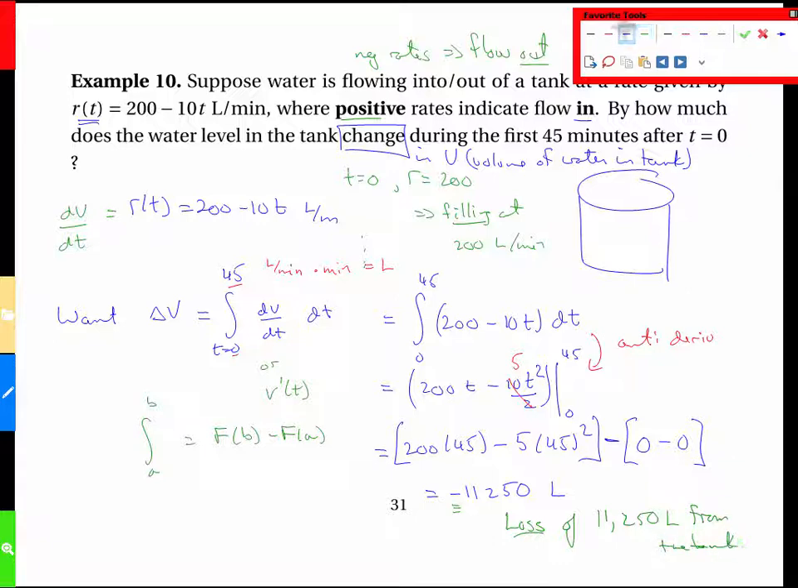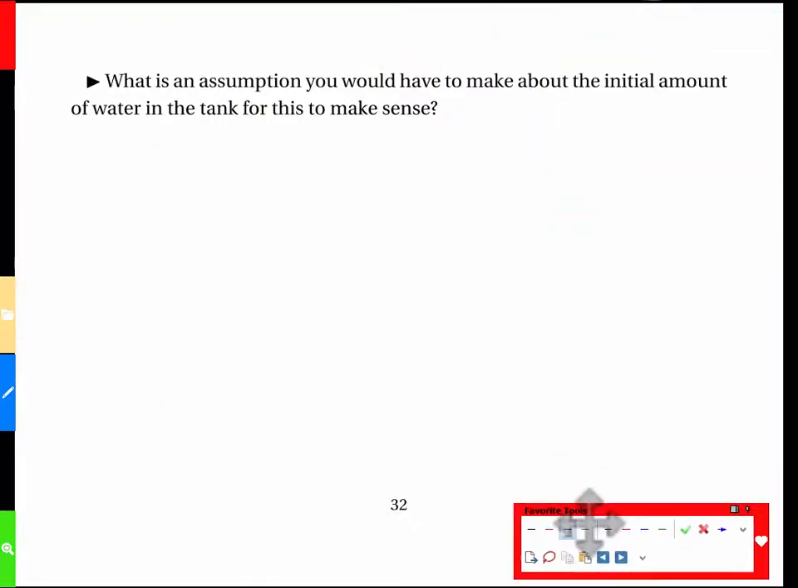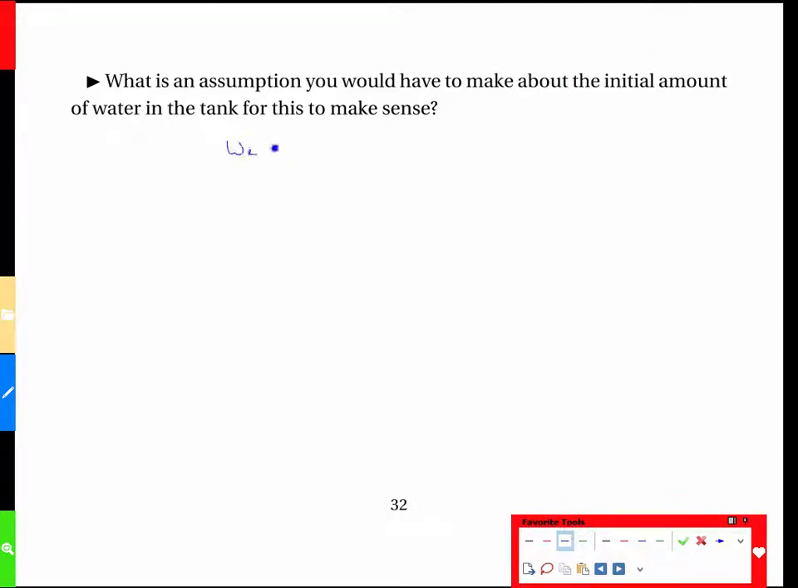Over that time frame, the tank had some water, and it would have gained some initially, it would have filled up, and then it would have ended up draining out, and at the end of the 45 minutes, we would have lost an accumulation of 11,250 liters. Now, of course, there's a quick assumption we have to make in this, that we must have had that amount or more in the tank at the beginning of time, when we started counting from time equals 0.